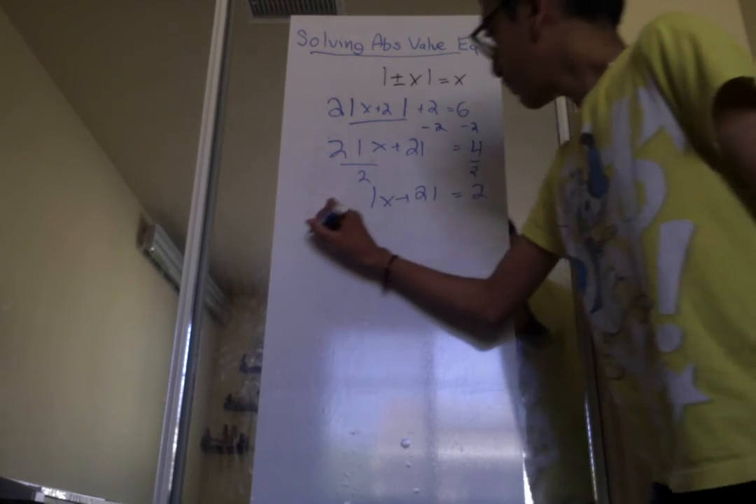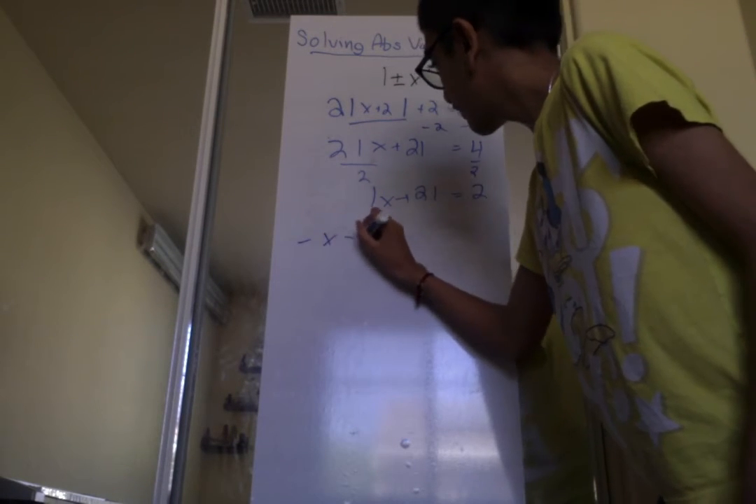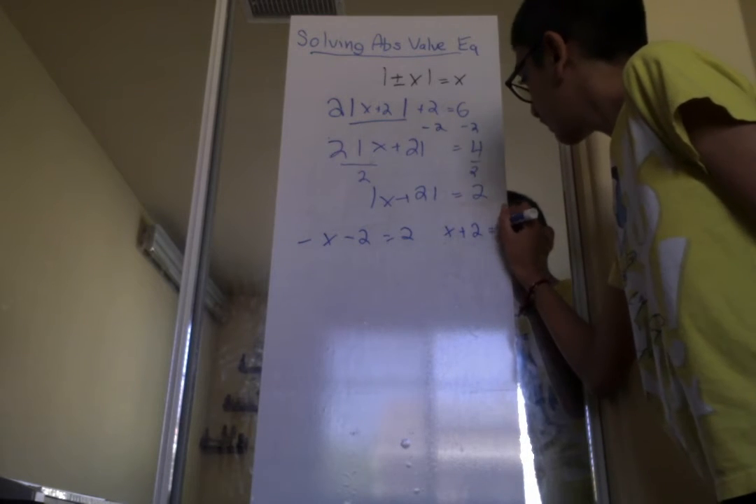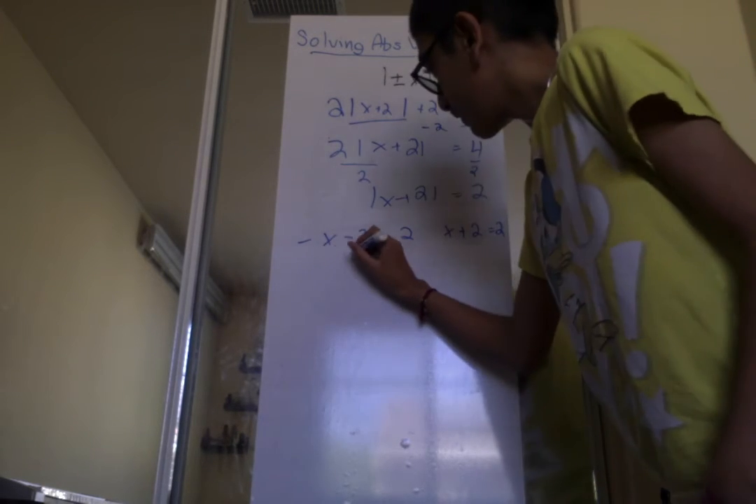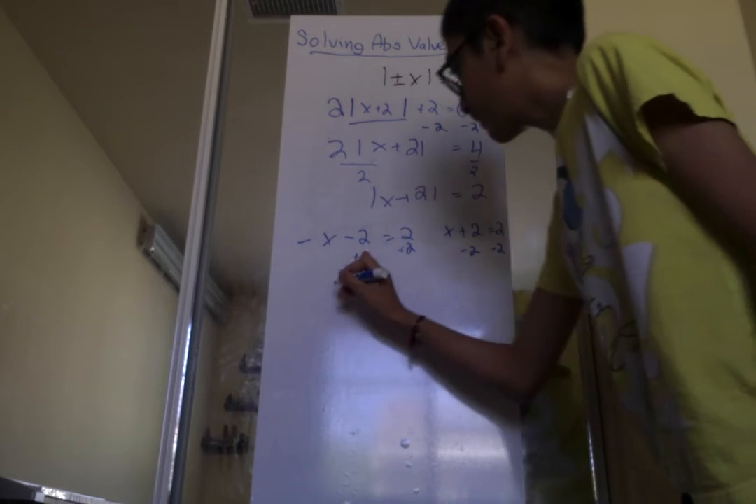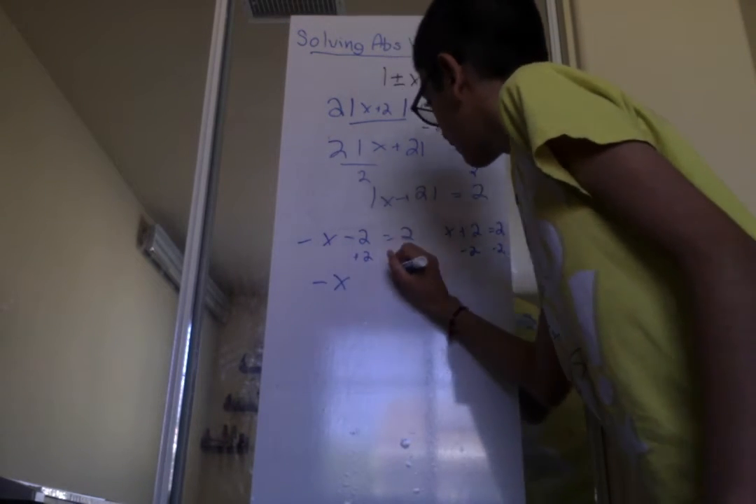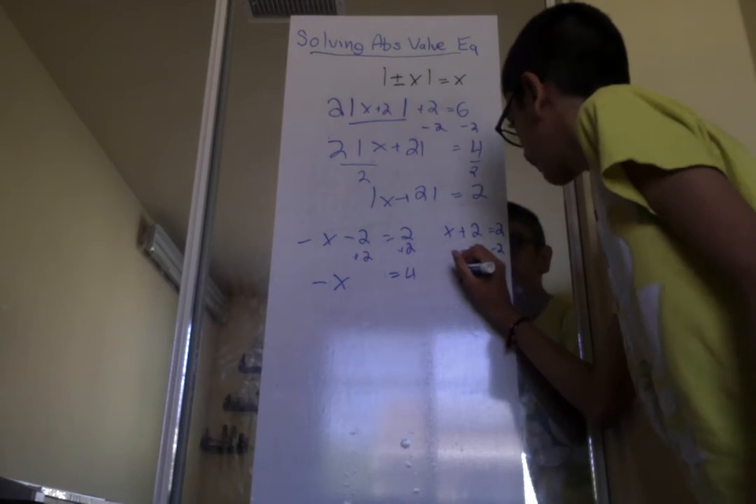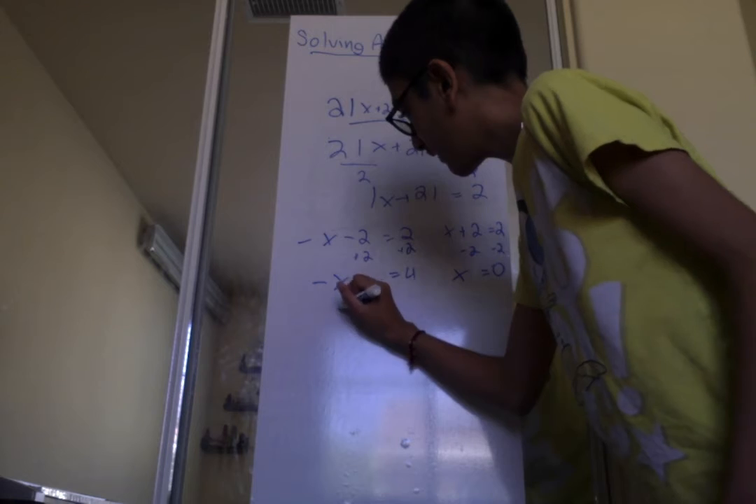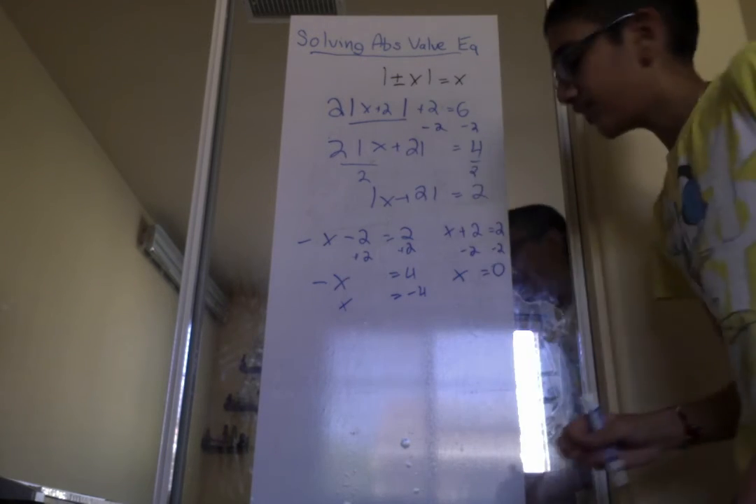So, minus x minus 2 equals 2, and x plus 2 equals 2. We isolate for x: add 2 to both sides, subtract 2 from both sides, then I get this, that's 4, and this equals 0. Multiply both sides by negative 1, and we get x is minus 4 and x is 0.